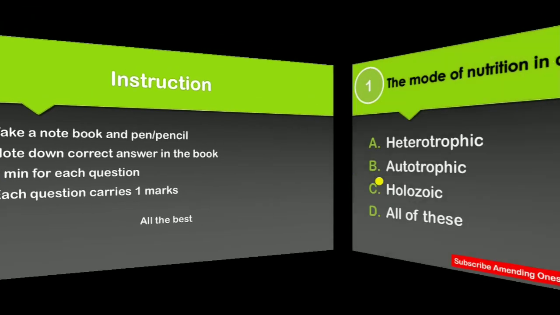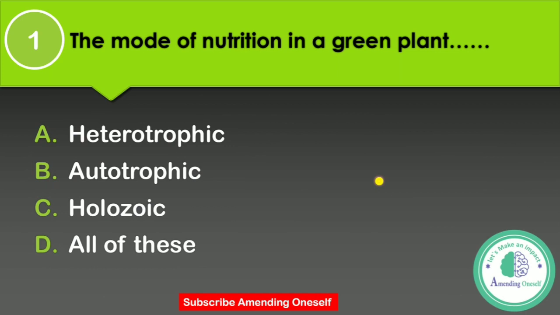Here we go. The first question. Mode of nutrition in a green plant is blank. Option A, heterotrophic. Option B, autotrophic. Option C, holozoic. Option D, all of these. Here is the timer for 60 seconds.